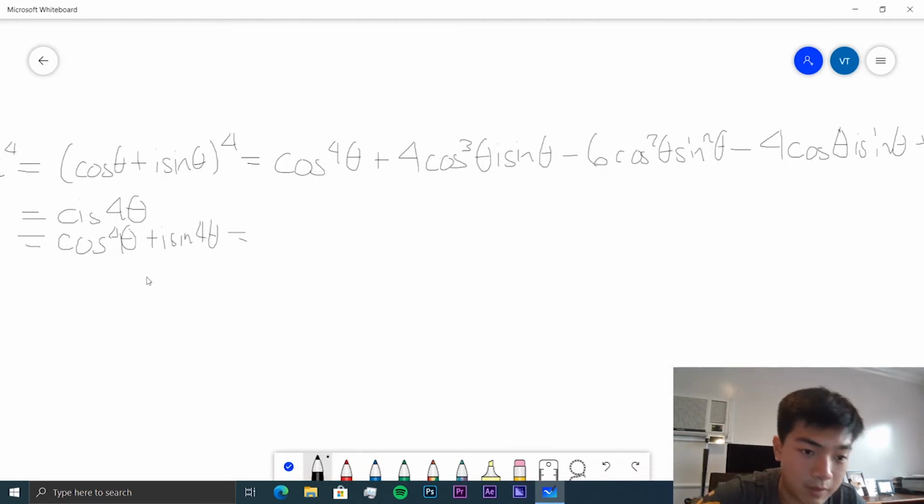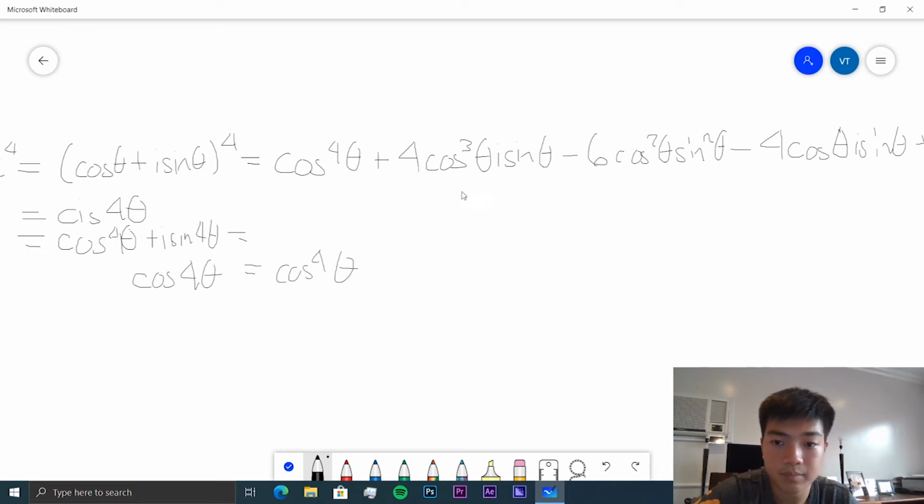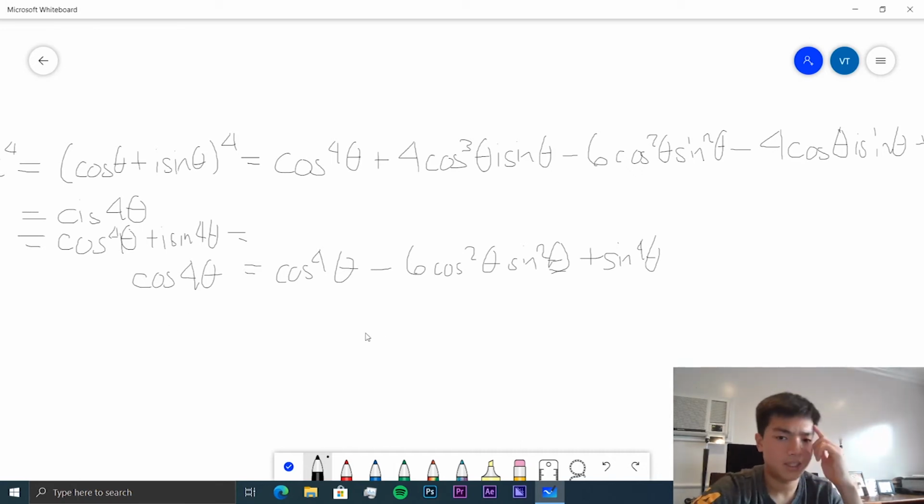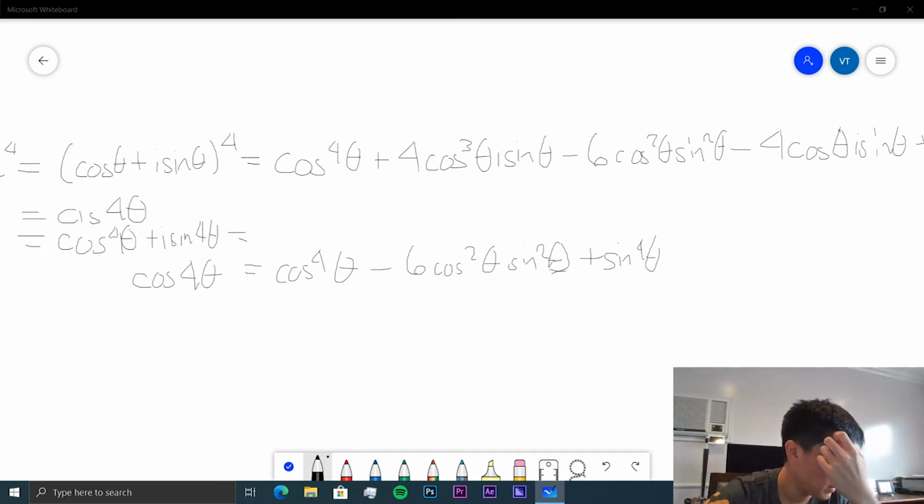So cosine 4 theta is equal to cosine to the power of 4 theta minus 6 cosine squared theta sine squared theta plus sine to the 4 theta. And then, can we simplify this? I guess we can simplify it. I just wonder what form the book wants it in.